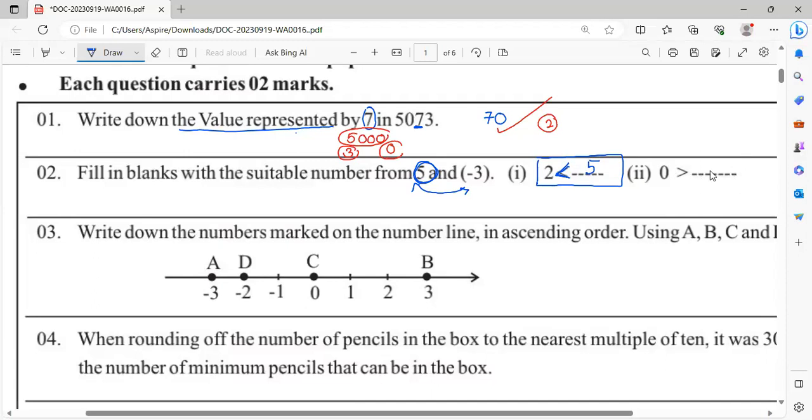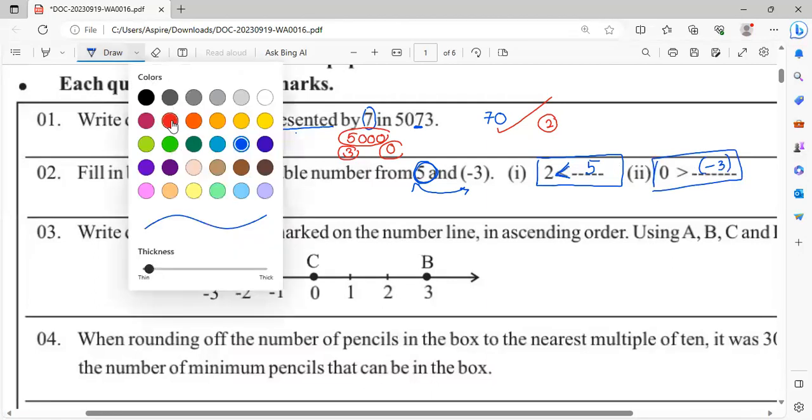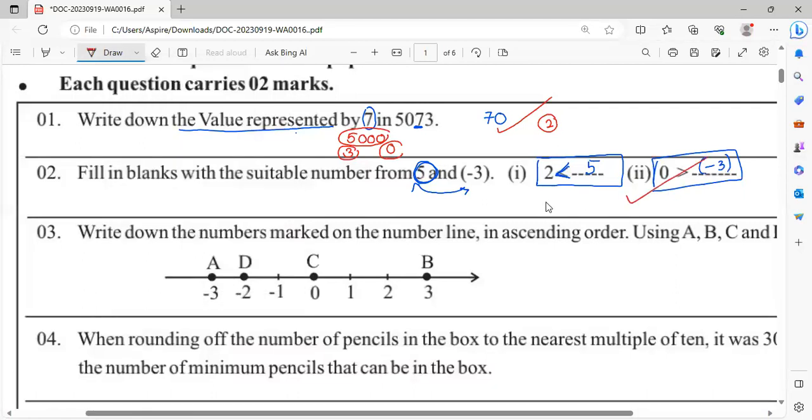Next here, the digit that we write on the right hand side should be less than 0. Then the remaining value is -3. We know that all negative values are less than 0. If you have written the correct answer, make your corrections. For the 2 answers, 2 marks are given.